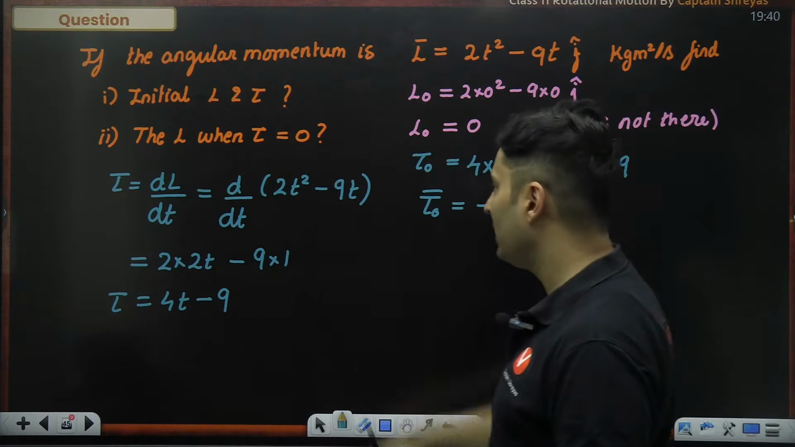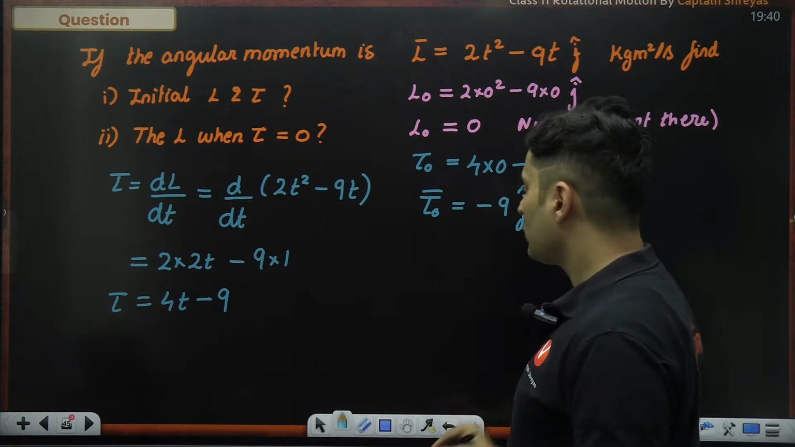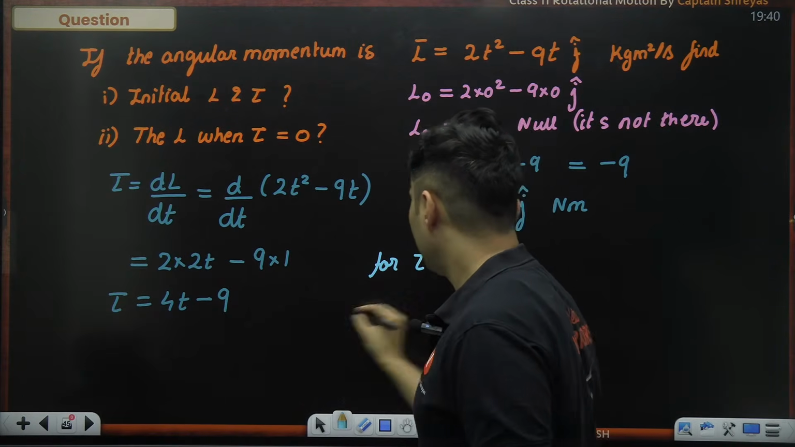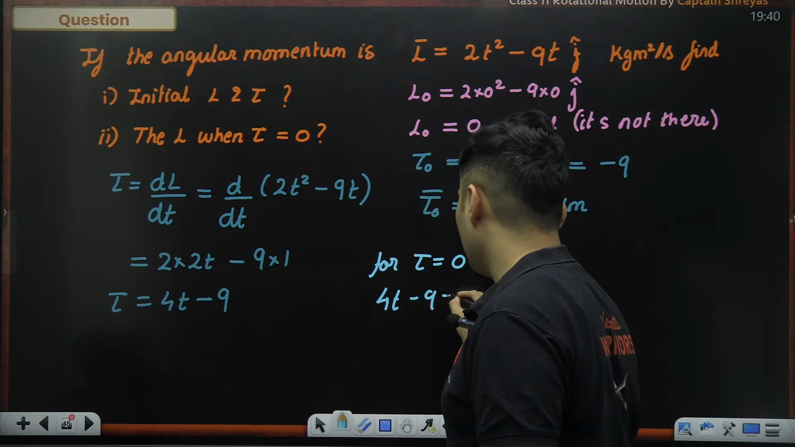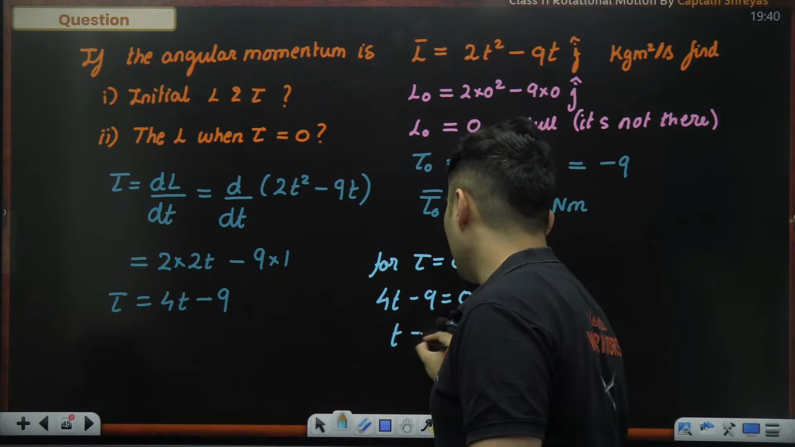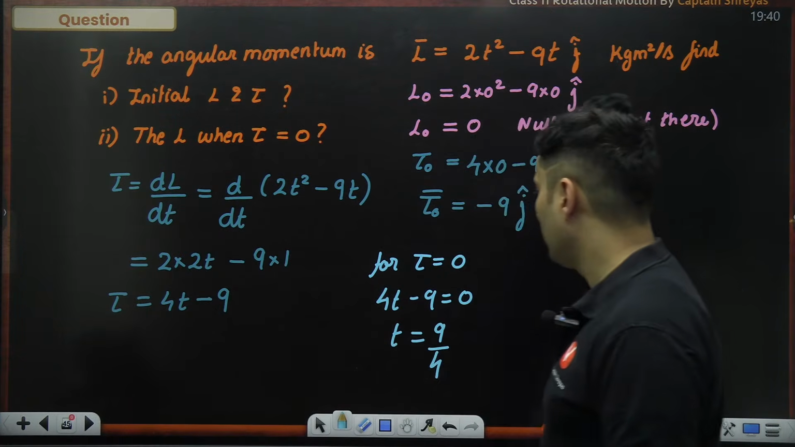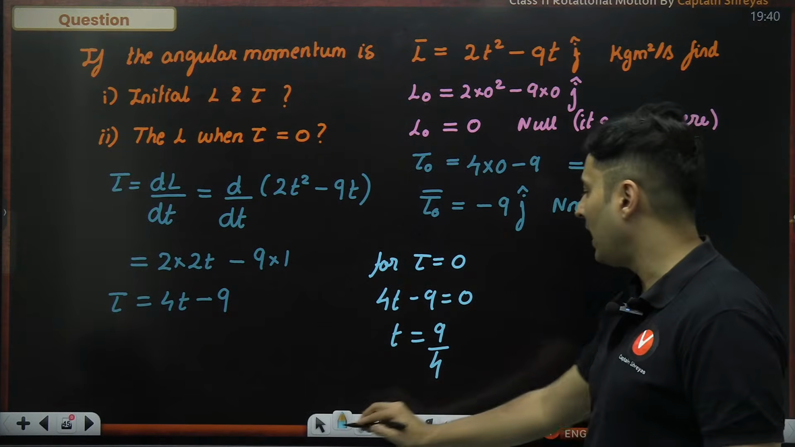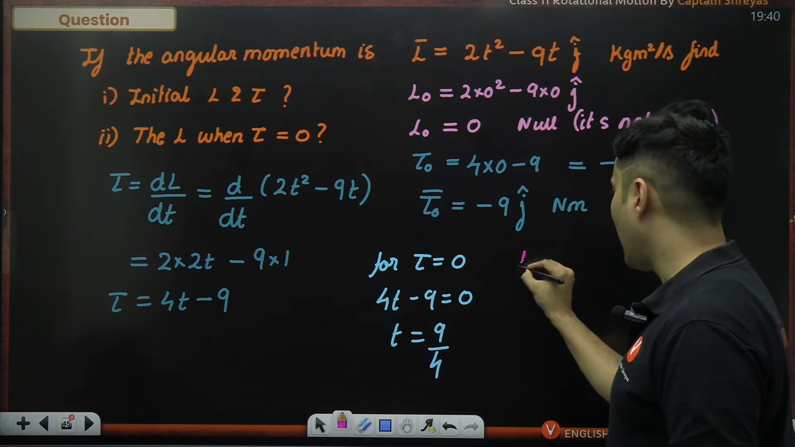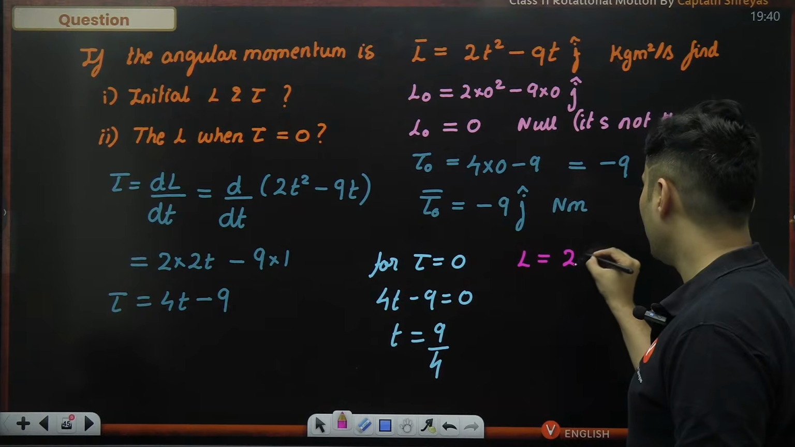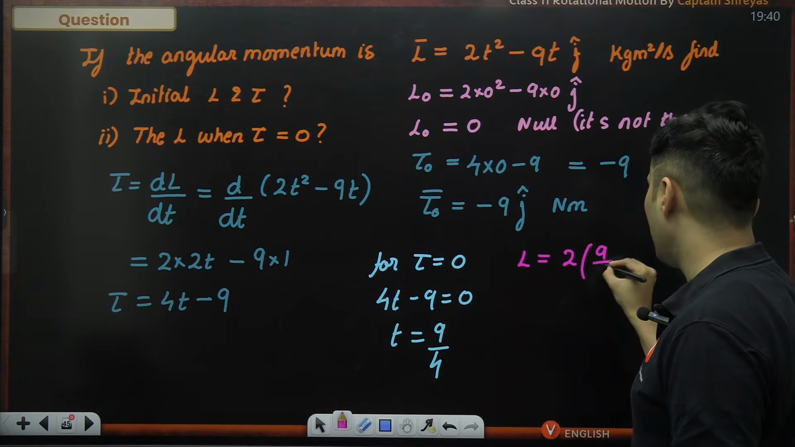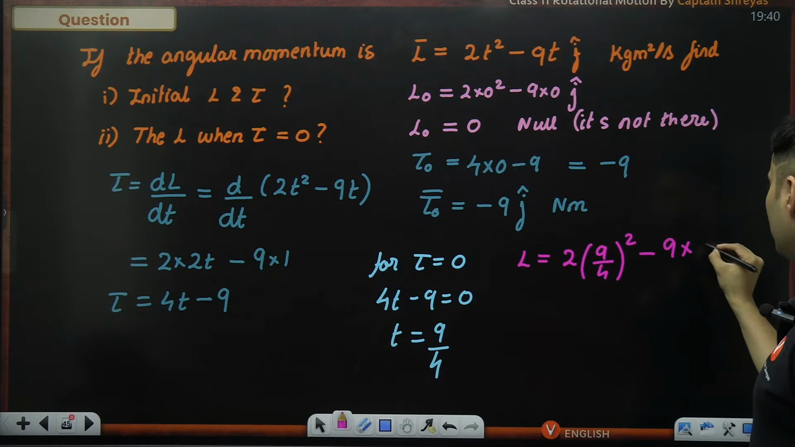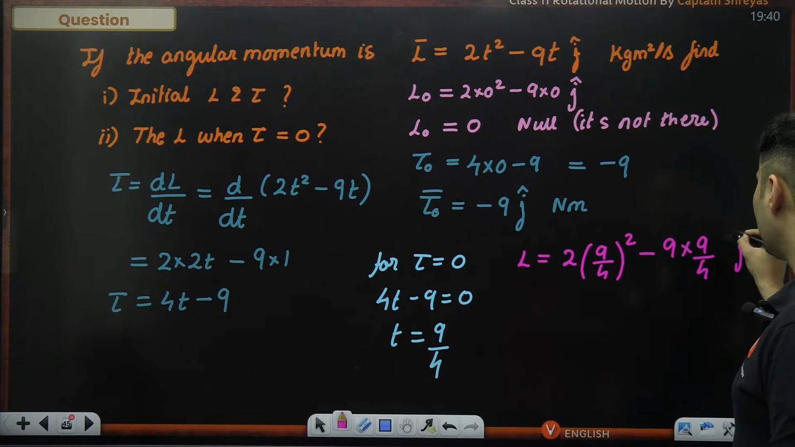Now the angular momentum when the torque is 0. For the torque to be 0, this 4t minus 9 will be 0. So therefore, t will be 9 divided by 4. Time will be 9 divided by 4, my dear students. Use this time in angular momentum. So the angular momentum will be 2 multiplied by t squared, that means 9 by 4 whole squared, minus 9 multiplied by time, and time is nothing but 9 by 4, and this is j cap.